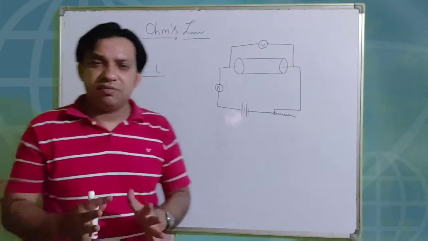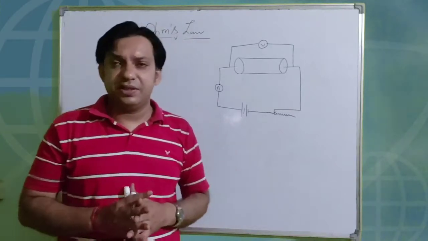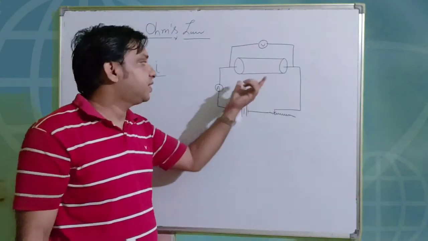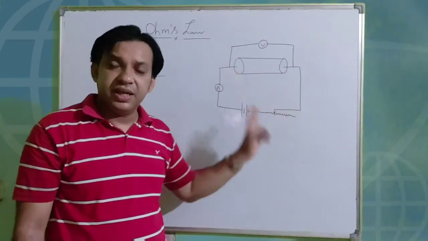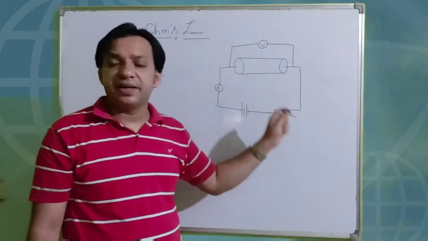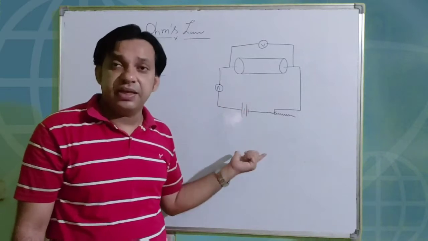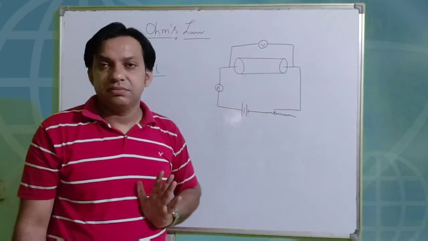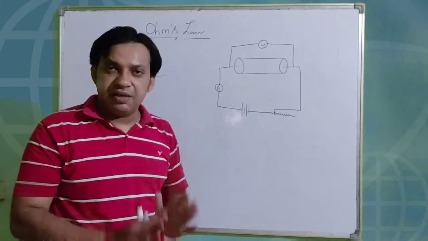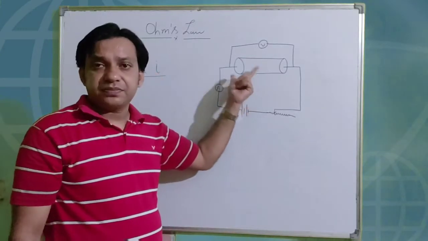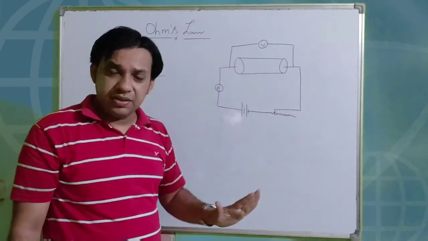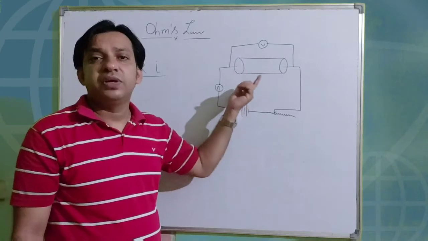So the conclusion of that: if the physical parameter of the conductor is constant, then the current flowing through the conductor is directly proportional to the potential difference applied across the conductor. This is Ohm's law.